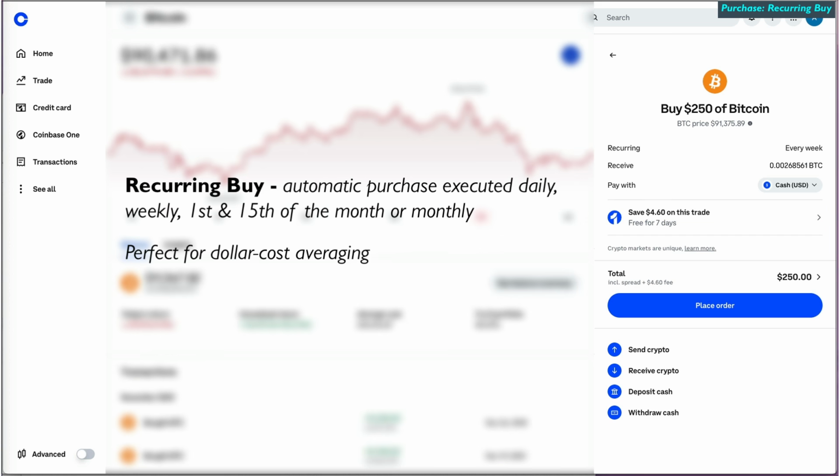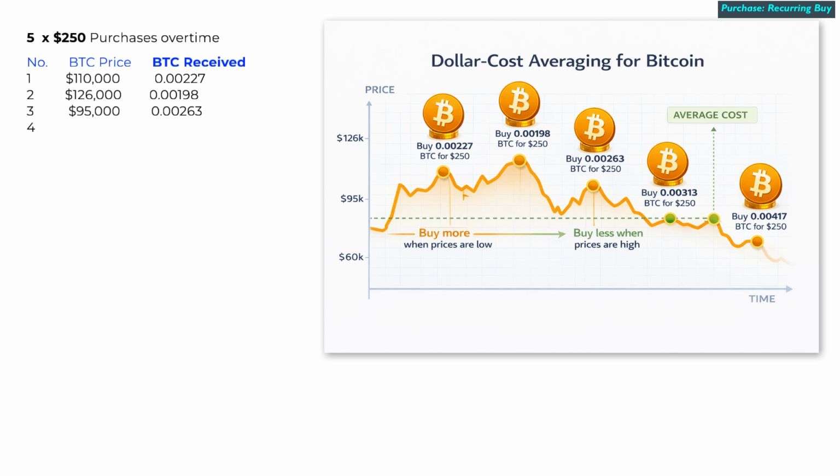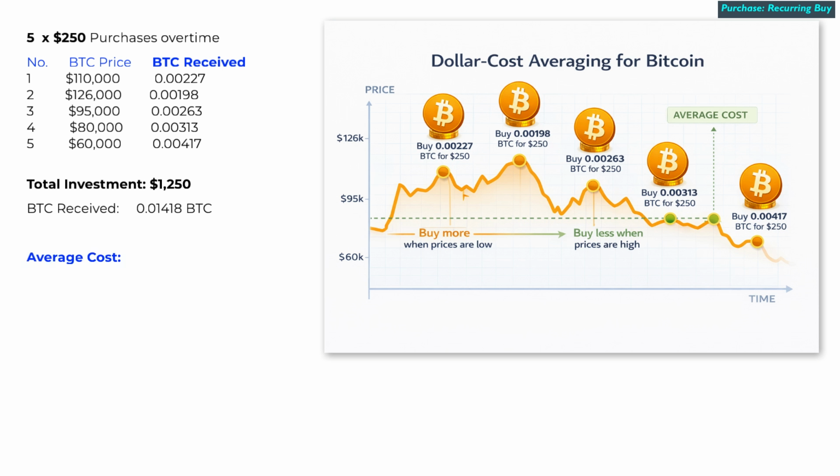Why choose a recurring buy? This method works well for average cost investing, also called dollar cost averaging. Instead of investing a large amount all at once, you buy at different prices over time. When prices are high, you buy less. When prices are low, you buy more. Over time, this helps reduce the impact of price swings and lowers the risk of investing everything at a peak.